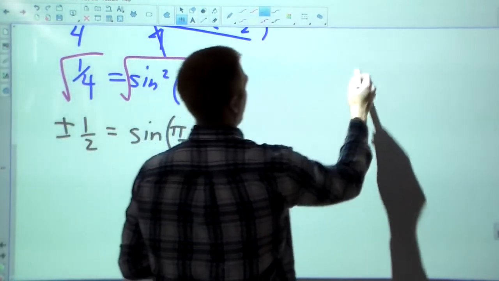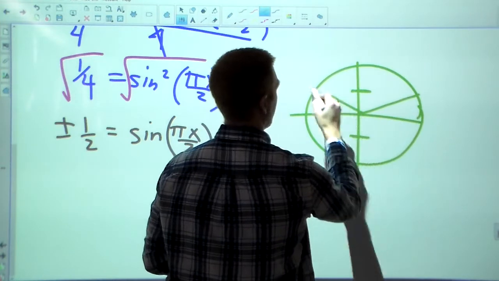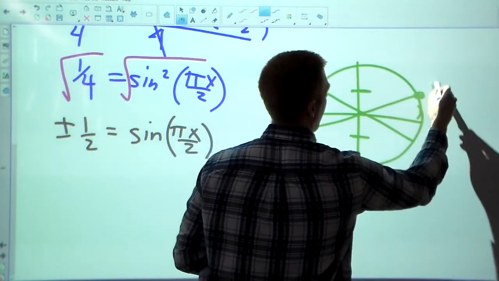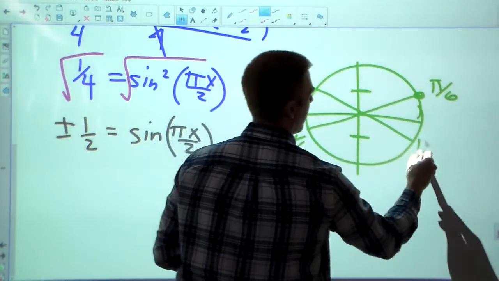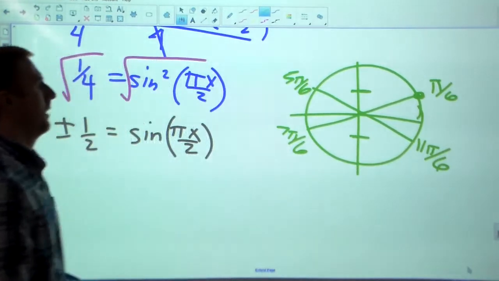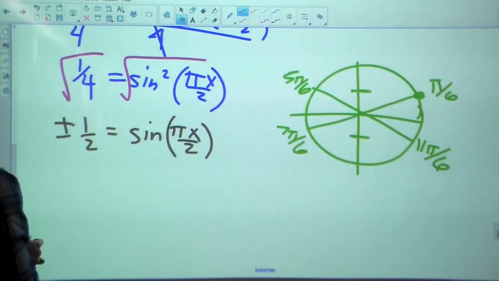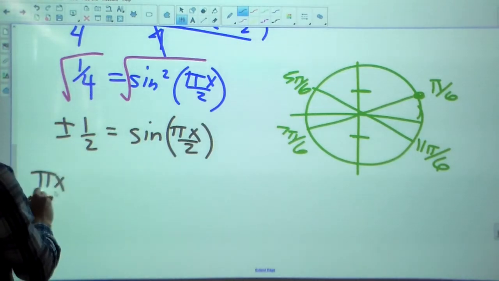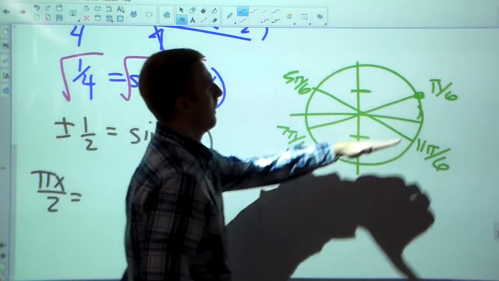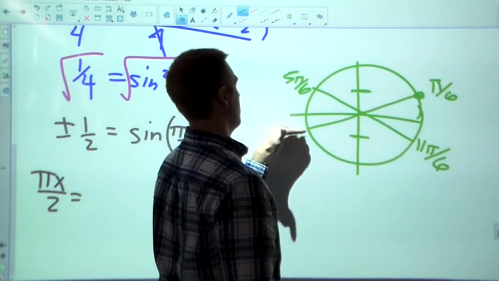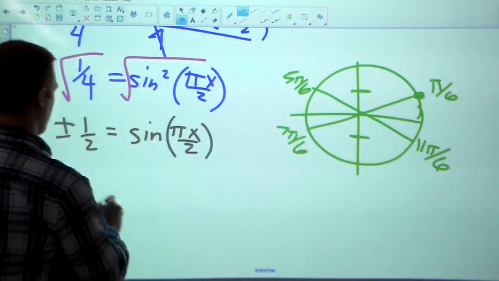So I'm going to go back to drawing a unit circle. Well, here's a positive 1/2, here's negative 1/2. So think about all the places where sine could be that. That's pi over 6, that's 5 pi over 6, that's 7 pi over 6, and 11 pi over 6. Those are all the places sine can be plus or minus 1/2. So let's see if we can come up with some kind of pattern for that. Pi x over 2, because I've now taken arc sine of this. Well, pi over 6 and half a circle gets me to here. 5 pi over 6 plus half a circle gets to here. So that'll eliminate a little bit of work.